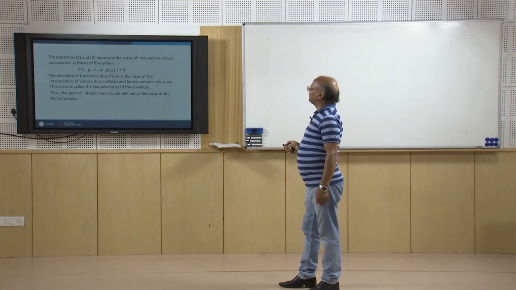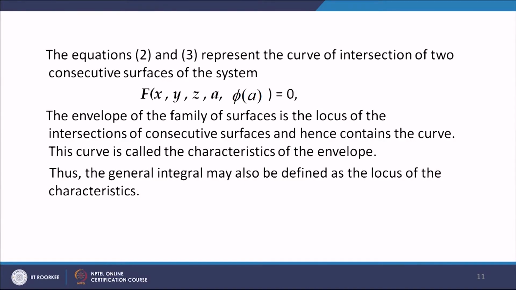The envelope of the family of surfaces is the locus of the intersections of conjugate surfaces and hence contains the curve. So, this curve is called the characteristic of the envelope. Thus, the general integral may also be defined as the locus of the characteristics.